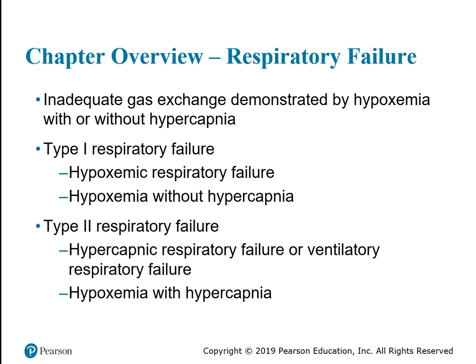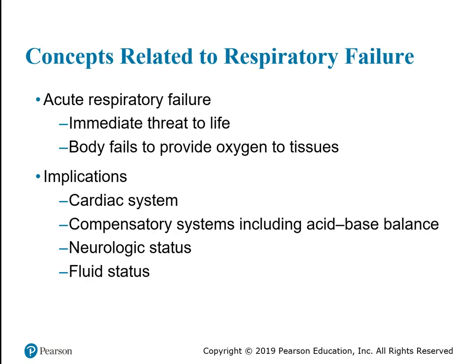You talk about type 1 respiratory failure. I want you guys to just know the basic difference between the two. Type 1 respiratory failure, hypoxemic respiratory failure, is basically hypoxia without hypercapnia. So you have a decrease in oxygen levels, but no change in carbon dioxide levels. If you talk about type 2 respiratory failure, or ventilatory respiratory failure, you have a decrease in oxygen and also an increase in carbon dioxide in the blood.